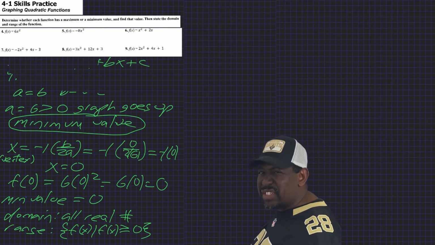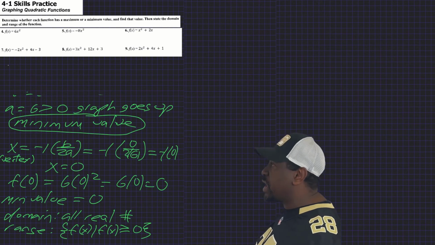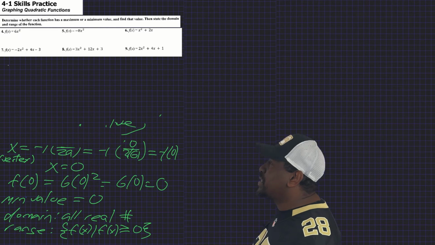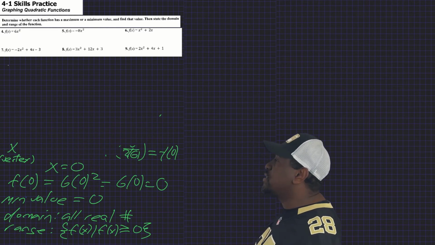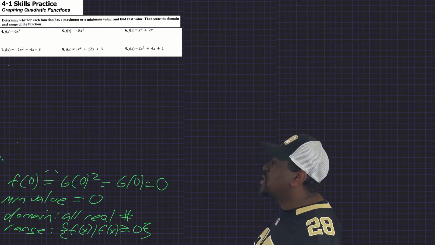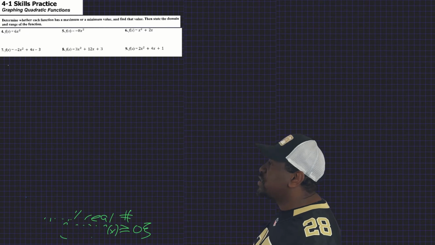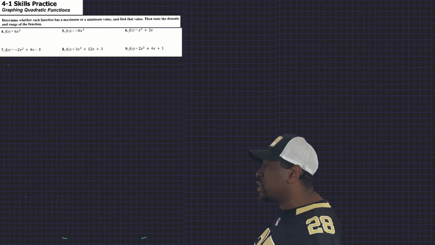It's easier to understand this when you see the graph like we had earlier when we were graphing. But take my word for it, that's what it is. The range is typically going to be the y value greater than whatever the minimum value is. So since the minimum value is 0, we put f of x is greater than or equal to 0.